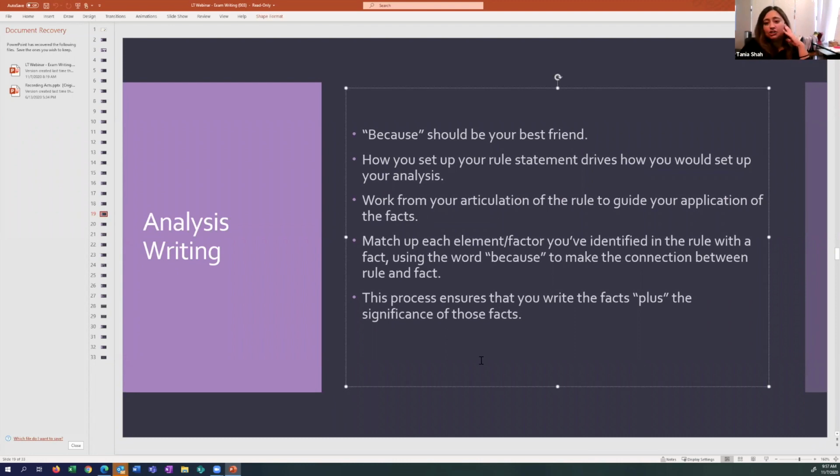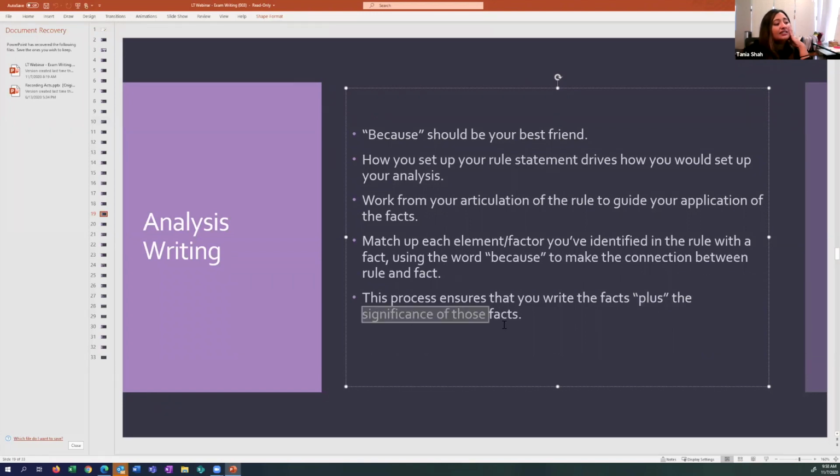The game of match, right? Match up each element or factor you've identified in the rule by using the word because to make that connection, right? Not Joe hit John, right? Because Joe hit John, he committed a battery, something to that effect, right? This is the plus factor. This process ensures that you write the facts plus the significance of those facts.